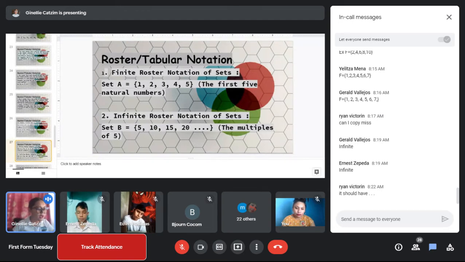Ryan says it should have recurring dots, right? It should have recurring dots in infinite. So for finite, you don't need the recurring dots. Why? Because it's finite. We covered that last week, right? The finite ends. The finite has an end. It starts and finishes, but the infinite doesn't. So we need to put those recurring dots for us to know that it is infinite, that it is not ending there, right? So any questions?